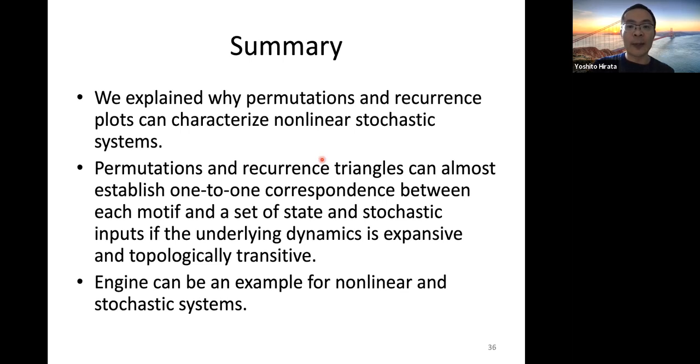This is almost the end of my talk. The take-home message is that we can use permutation and recurrence plot for characterizing both deterministic and stochastic nonlinear systems. This is the message. Thank you very much.